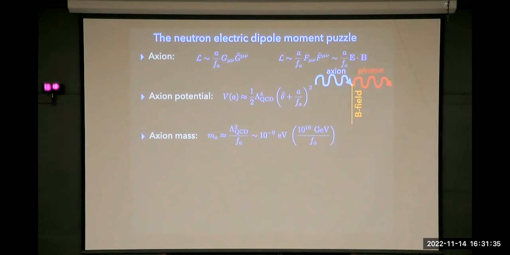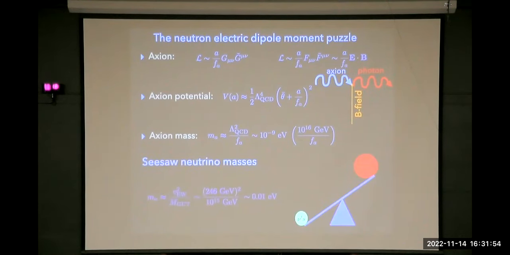The fact that the axion has a potential generates a small mass for this axion particle. That mass is inversely proportional to this high scale. So putting in 10 to the 16 GeV, I get a mass of around a nano eV. And the fact that the axion also has a mass will be important in this talk too.